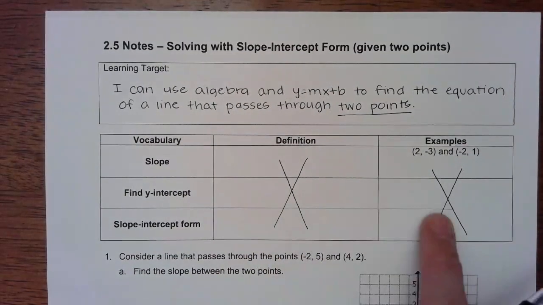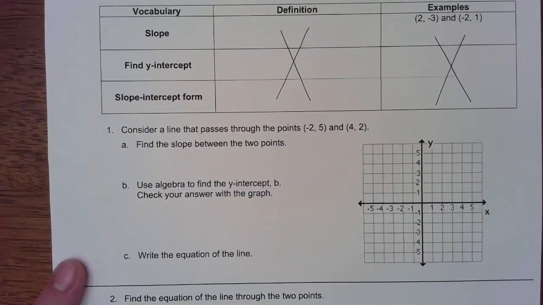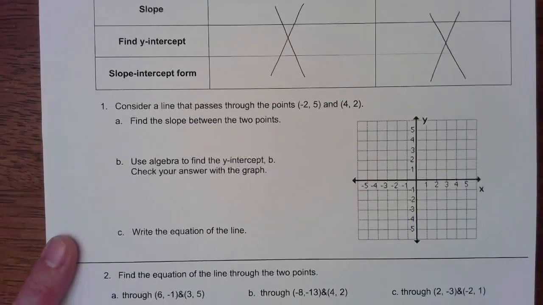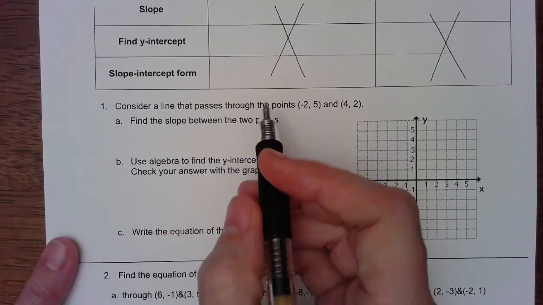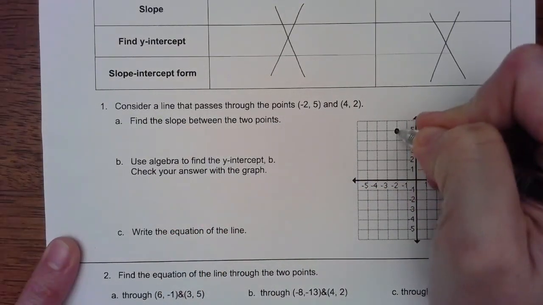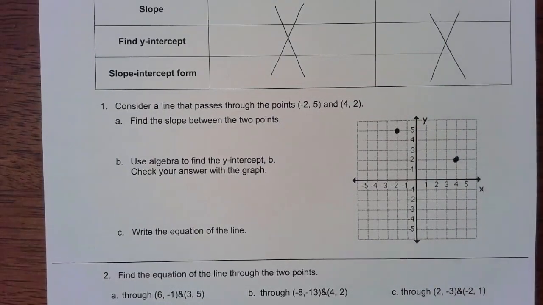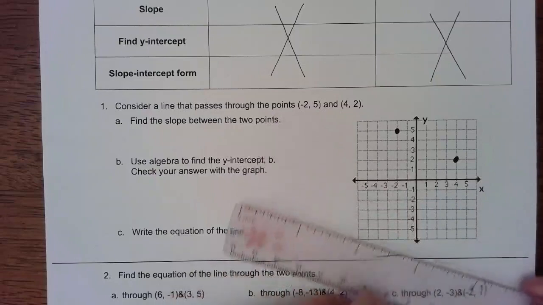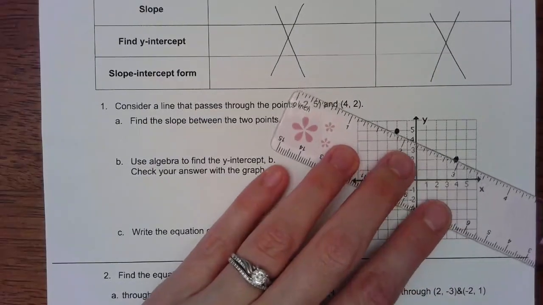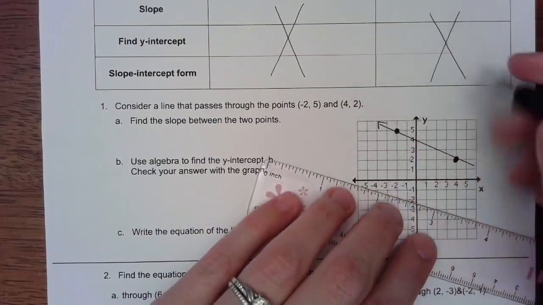Don't worry about writing down these definitions. We already wrote them down on the notes from a previous day. So we're going to start right here with number 1. It says consider a line that passes through the points (-2, 5), so that one's right here, and then (4, 2), so that one's right here. They want us to find the slope of the line, so we can go ahead and use a straight edge to connect those 2 points.